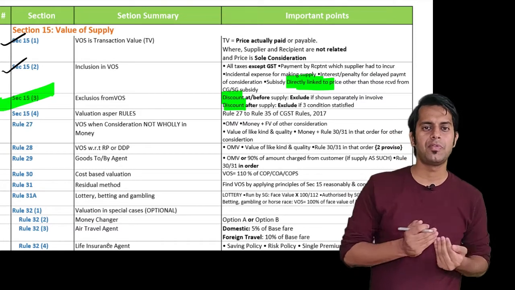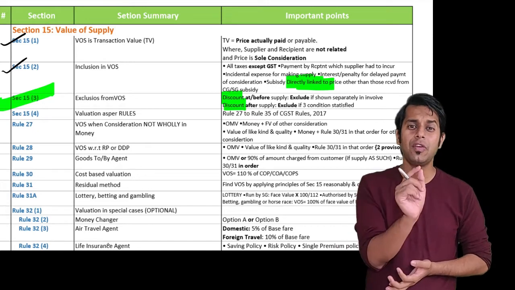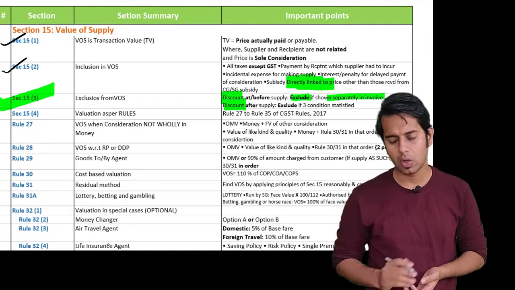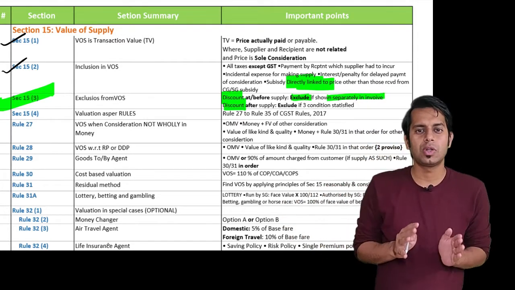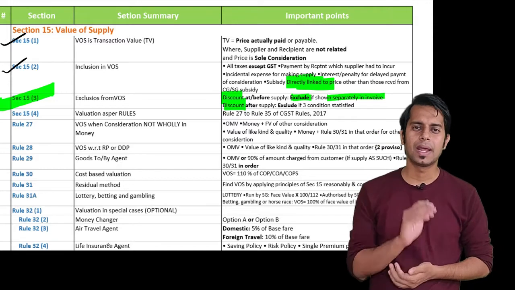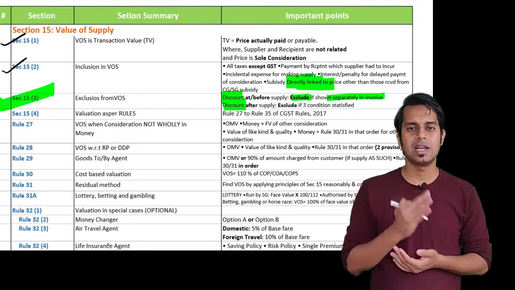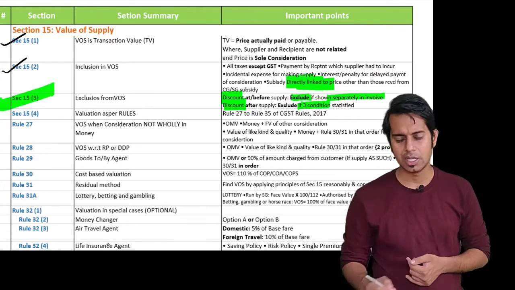If discount is given before or at the time of making supply, it can be reduced from value of supply if it is shown separately on the invoice. Sir, what about the discount which is given after making supply? Any discount which is given after making supply can be excluded if 3 conditions are satisfied.